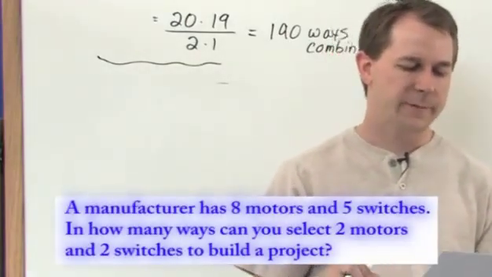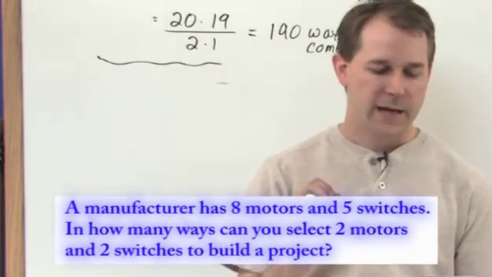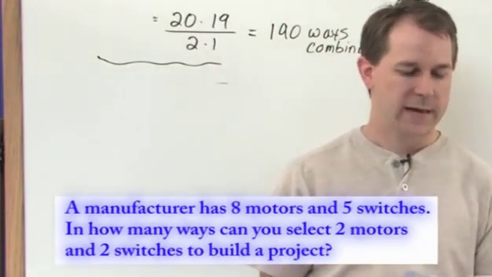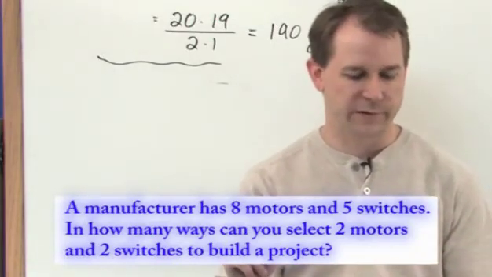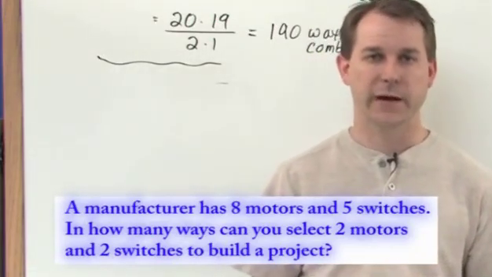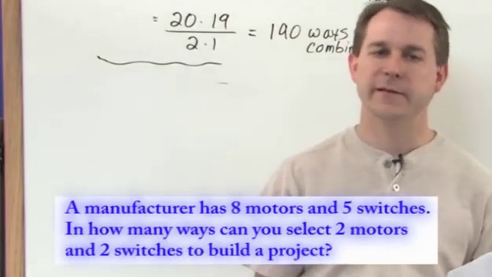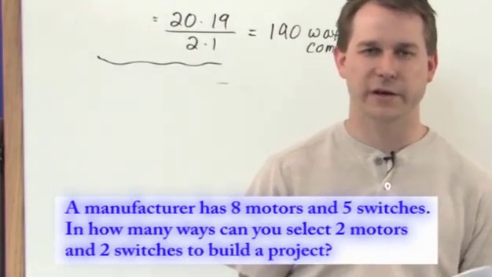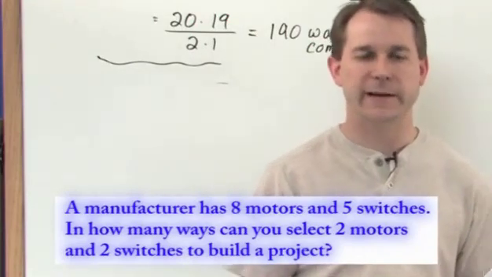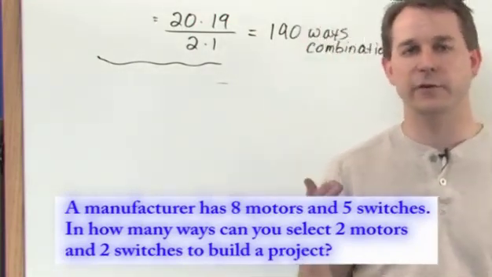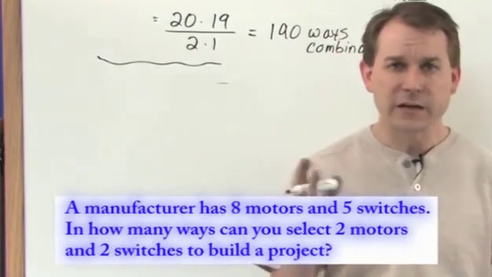A manufacturer has 8 motors and 5 switches, okay? How many ways can you select 2 motors and 2 switches to build a project? This is a little bit different than what we've had before. It's not quite so cookie cutter, but let me walk you through it and show you why it's the way it is. The first thing to think about is, is this a problem in permutations or combinations? Does the order matter?